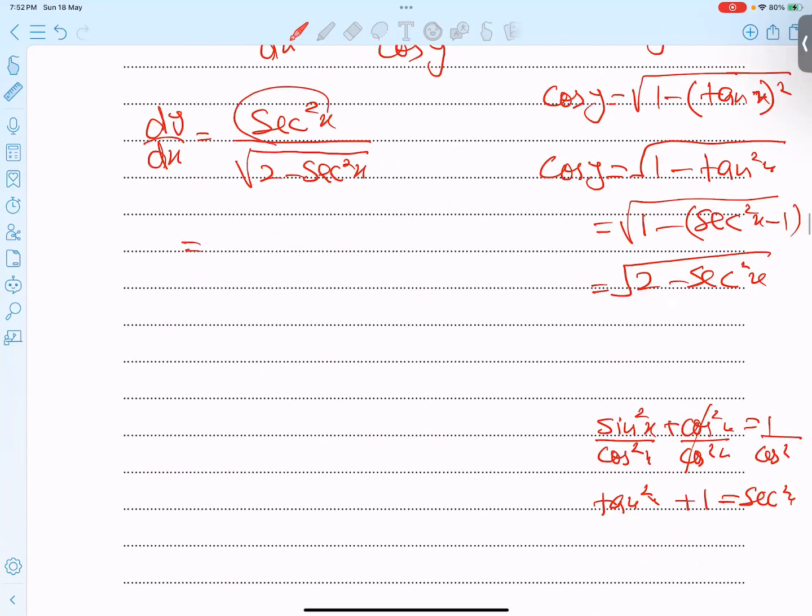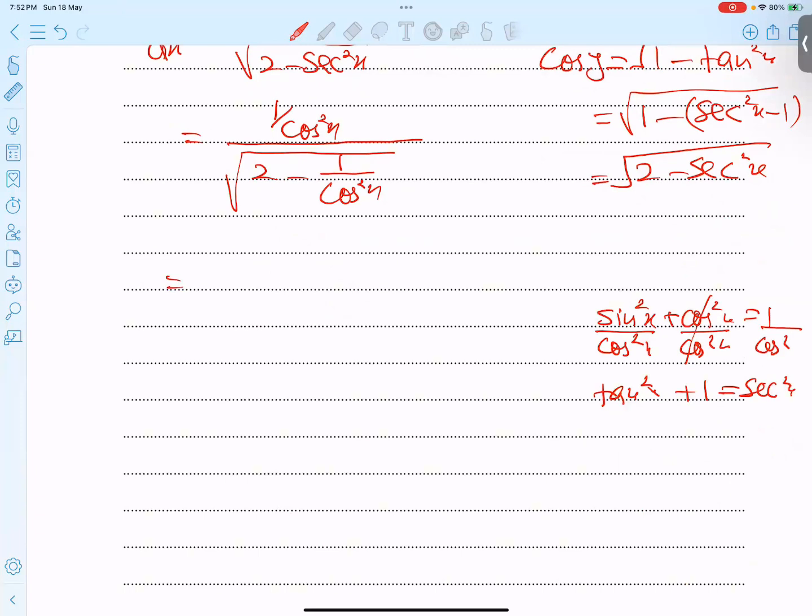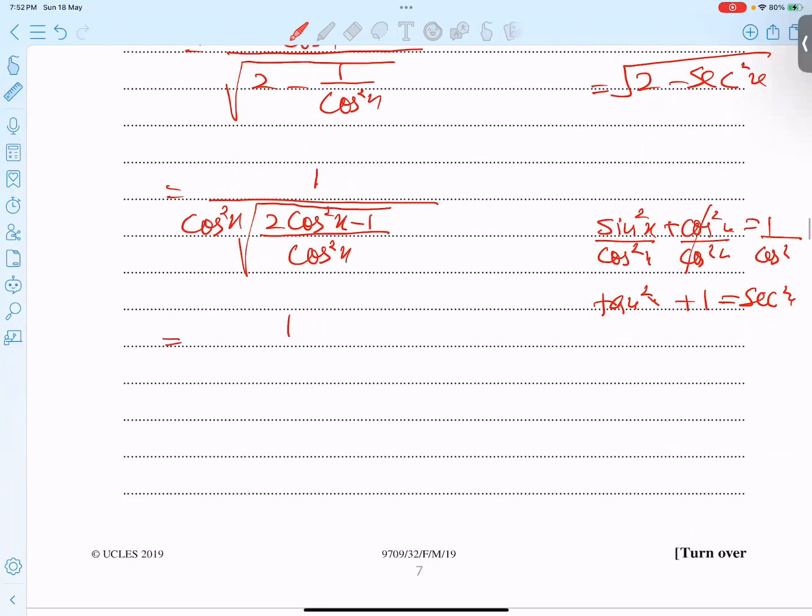Before I continue, secant square is 1 by cos square. So 1 by cos square, I'm writing it as it is on the top, whereas down, I'm also writing 1 by cos square. Now I will take LCM in the denominator. When I take the LCM, I got cos square x. This multiplied with 2, I got 2 cos square x minus 1 under the root, whereas this 1 by cos square, I'm writing 1 here, and cos square will come on this level. So up till here, all correct.